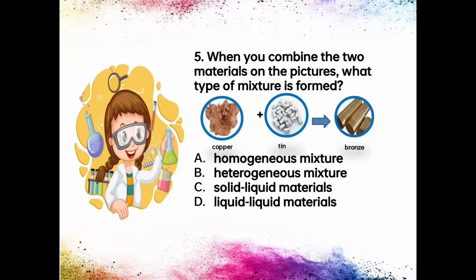When you combine the two materials on the pictures, the copper and the tin, what type of mixture is formed? A. Bronze is homogeneous mixture. B. Bronze is heterogeneous mixture. C. The bronze is solid-liquid materials. Or D. Liquid materials. The answer is homogeneous mixture.